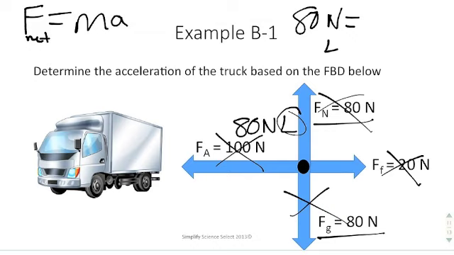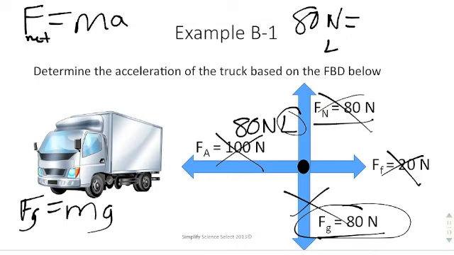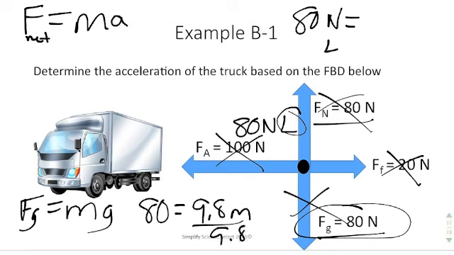If you look at the free body diagram, you're given the weight of an object. Remember, the weight of an object is always equal to the mass times the gravity. So whenever you're given the weight of an object, you're also given the mass, because you would say 80 equals 9.8 m, divide both sides by 9.8, and you would get the mass of the object. I'm just going to leave it as 80 divided by 9.8, and plug it into the equation. So this is now my mass right here, 80 divided by 9.8.